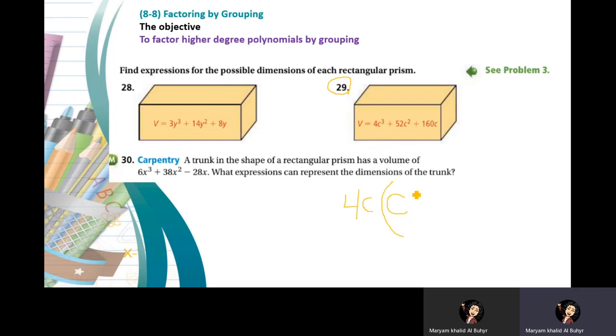The remaining is C to the power 2 plus 52 divided by 4, which is 13. So that will be 13C plus 160 divided by 4, which gives you 40.